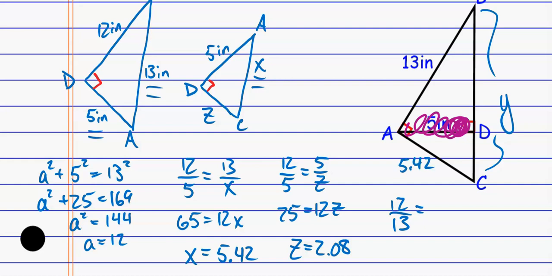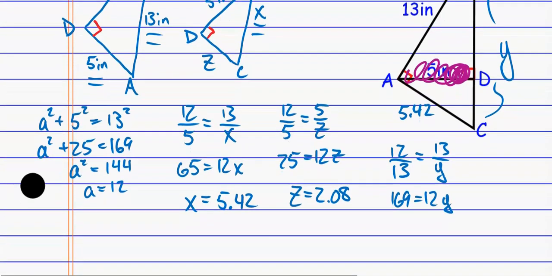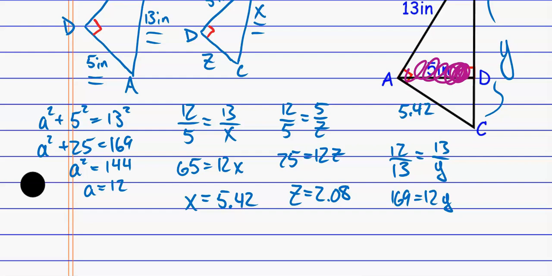So let's do the y. So let's see, 12 goes to 13 the same way that 13 goes to y. And I cross multiply. And I solve. Got to divide each side by the 12. And I get approximately a 14.08.